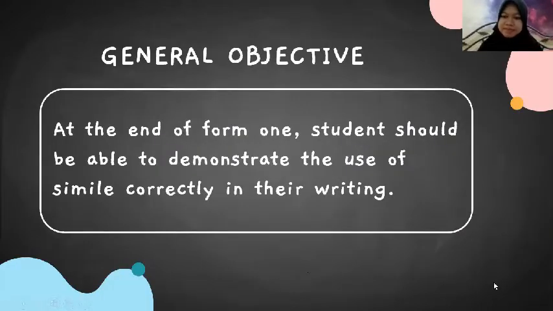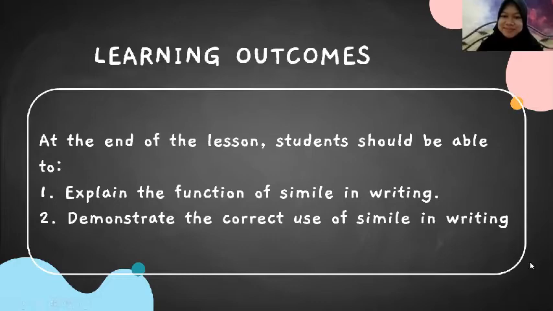And I would like to explain our general objective for this lesson plan. By the end of Form 1, students should be able to demonstrate the use of simile correctly in their writing. As for the learning outcomes, at the end of the lesson, students should be able to explain the function of simile in writing and also demonstrate the correct use of simile in writing.